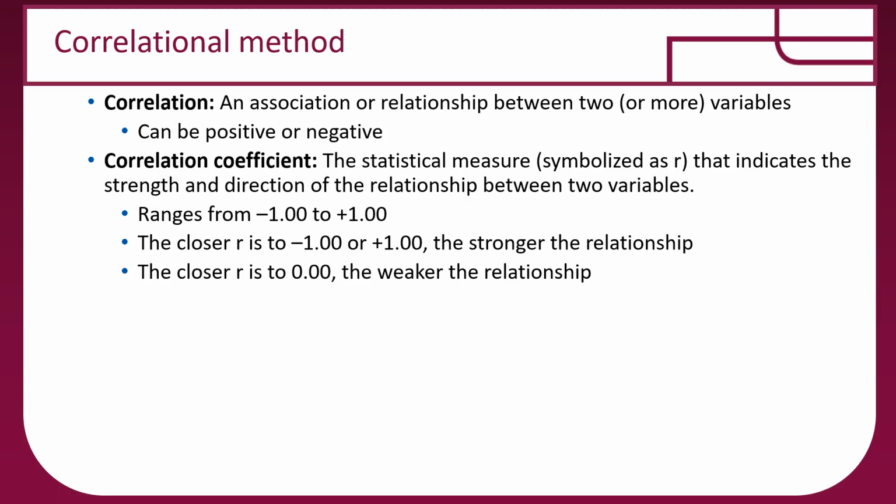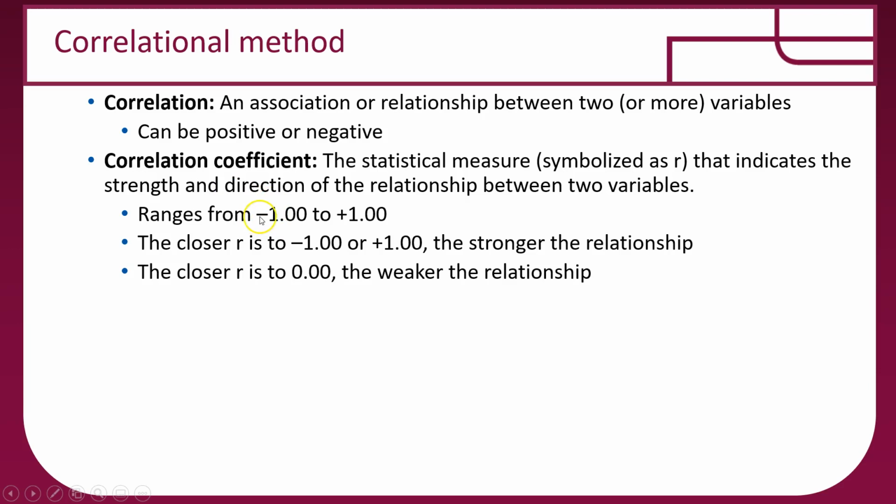When we do a correlation, we end up with what's called a correlation coefficient. Again, you will learn more about this in statistics, but it's a statistical measure. It's symbolized by a lowercase r, that means correlation coefficient, that indicates the strength and direction of the relationship between two variables. And I'm going to explain this in a second.